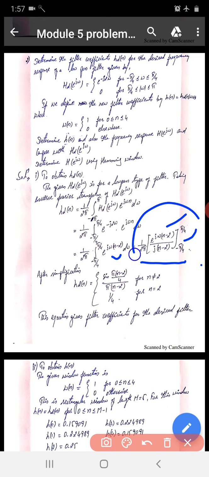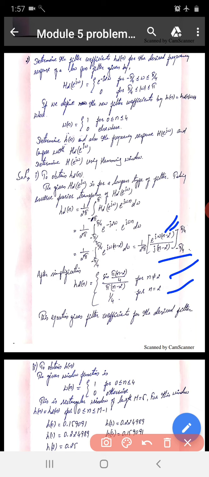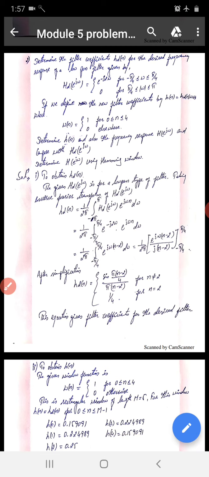If we solve this equation, based on this condition, when n is not equal to 2 you will get the equation as sin of pi by 4 into n minus 2 divided by pi into n minus 2. When n is equal to 2 you will get 1 by 4. This is what you got as HD of n. From this equation we will get the filter coefficients of the desired filter.